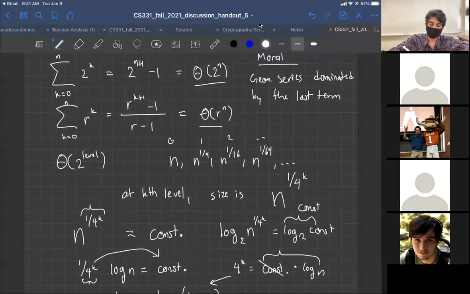Yeah, where do I get the log 2, right? So the idea is I want to take n to the 1/4 power enough times that I get to a constant in terms of n, right? And so how do I get to that constant? How do I solve for the number of times I have to do it?